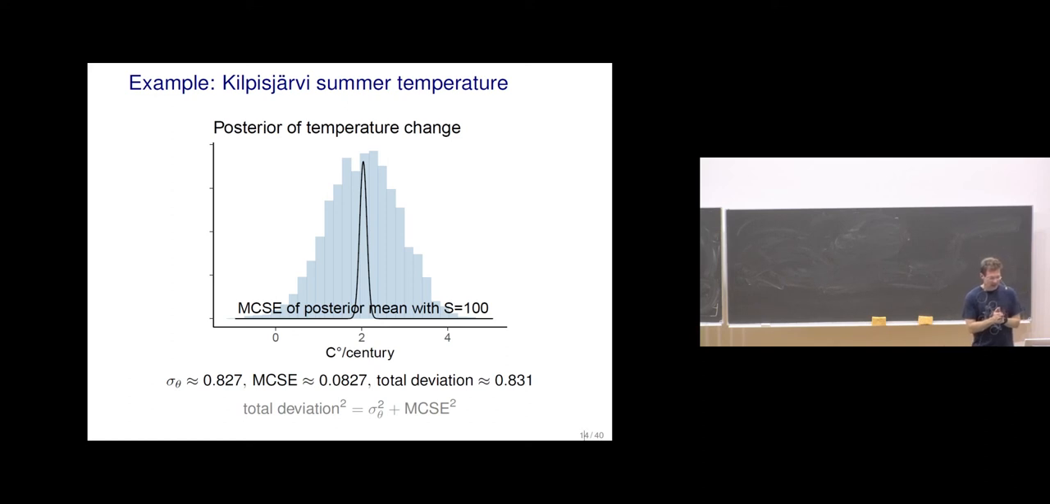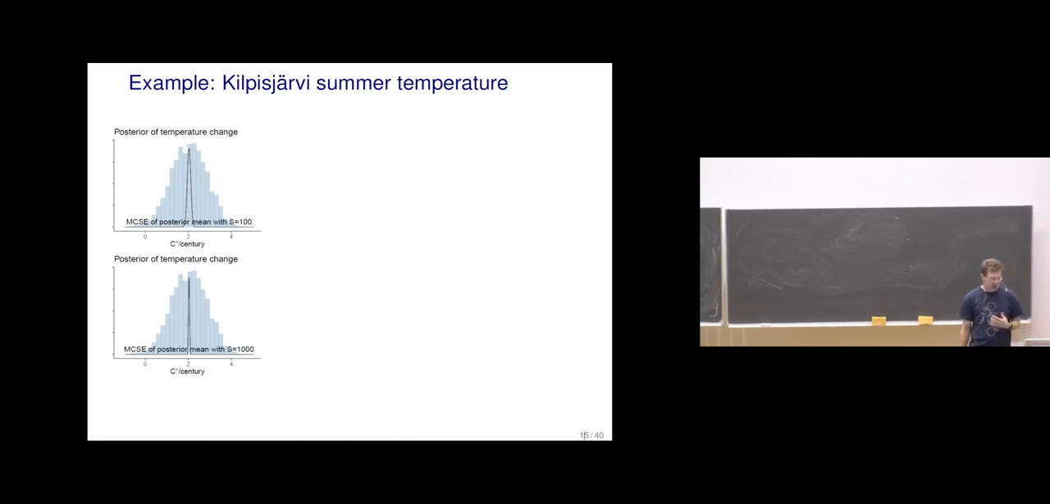You can see now the sigma theta and the Monte Carlo standard error, and when we combine them, we can combine them on variance scale and then take the square root to get the total deviation, and we can see that there's not much difference in the uncertainty. We could get more draws to get more accurate, but for example here it's not needed for the mean.